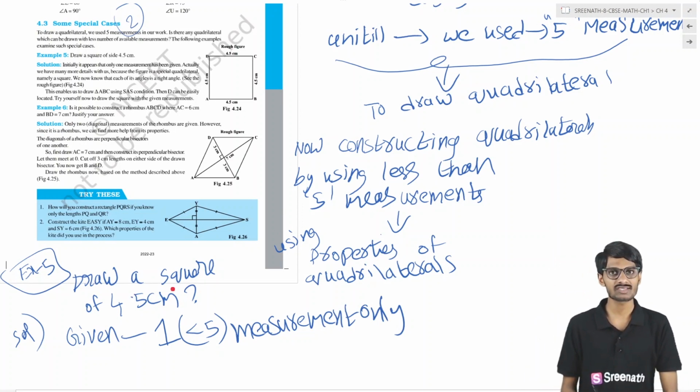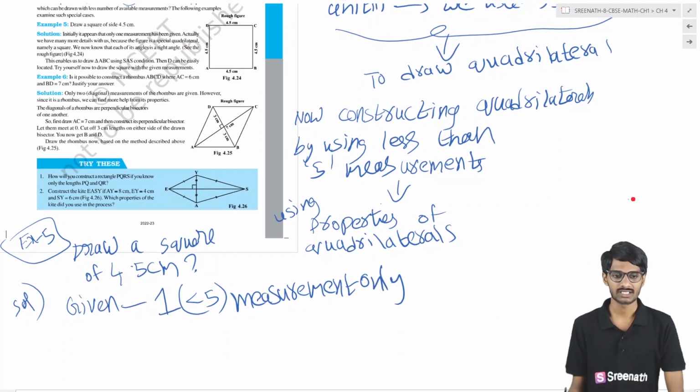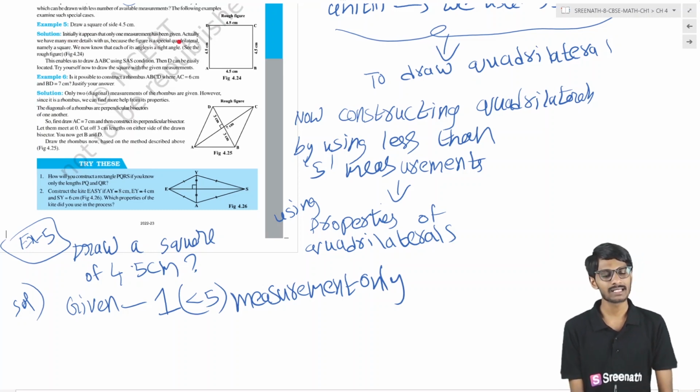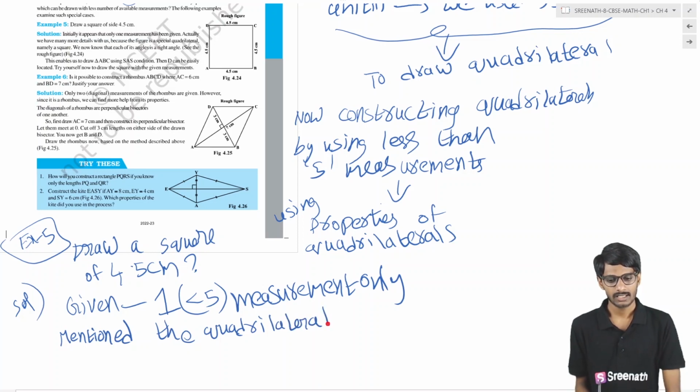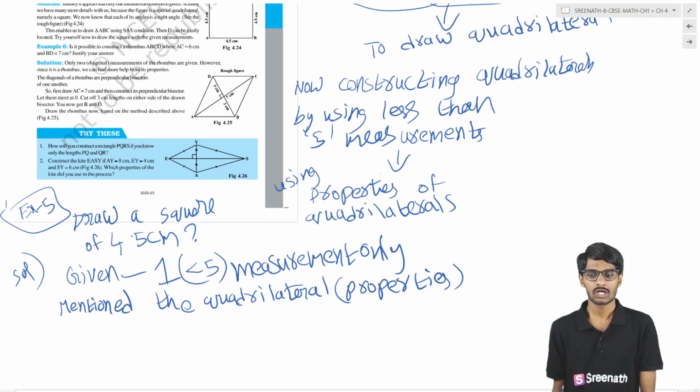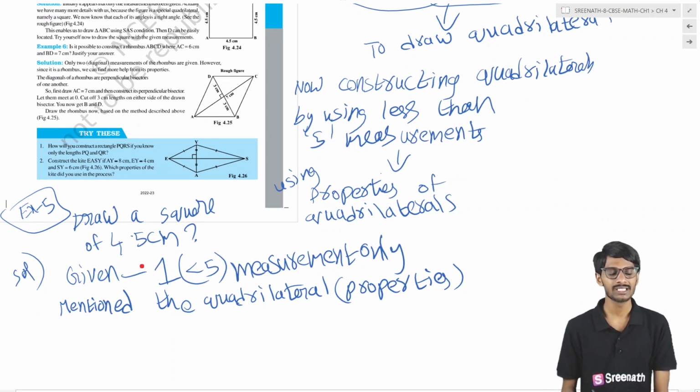With the help of this measurement, can you draw a square? Yes. How, sir? By knowing the properties of it. Initially it appears that only one measurement has been given. But actually you have many more details, because the figure is a special quadrilateral, namely a square. He has mentioned the name of the quadrilateral. So by knowing the properties of that special quadrilateral, we can get some more information based on the given information.